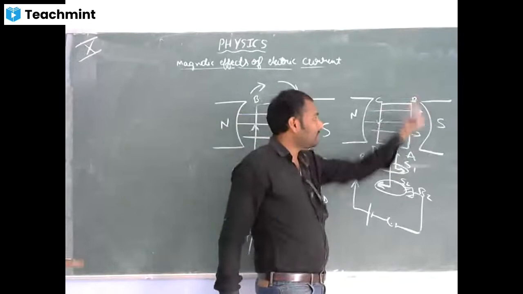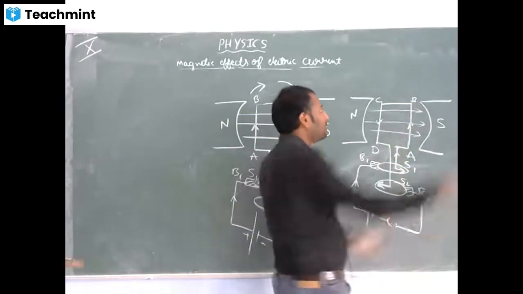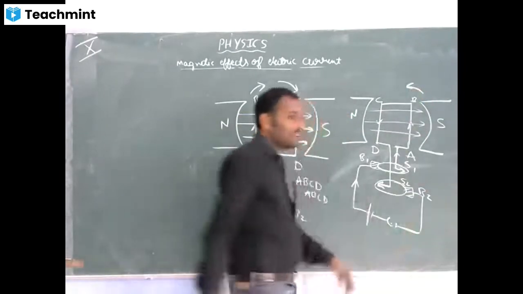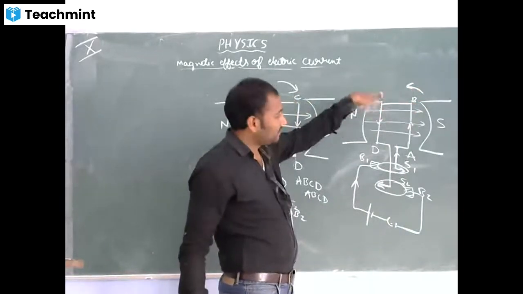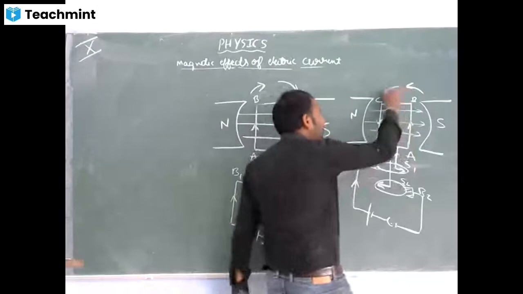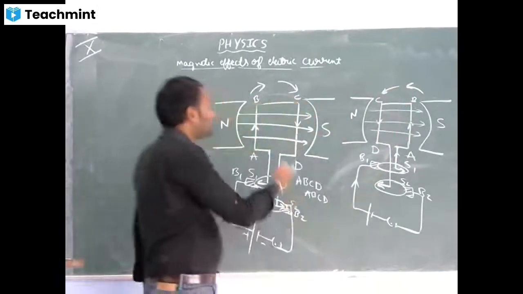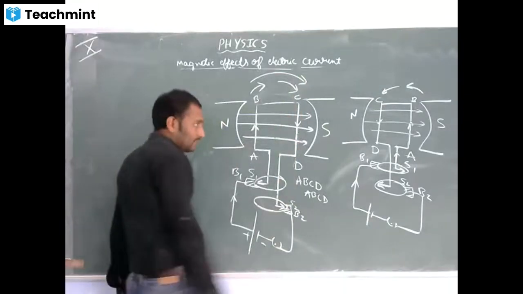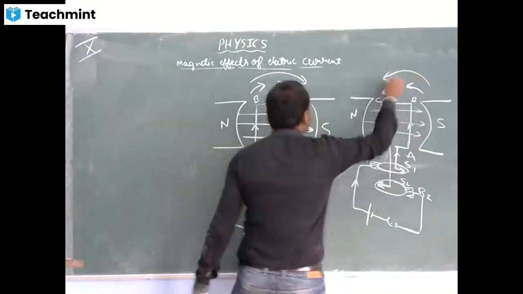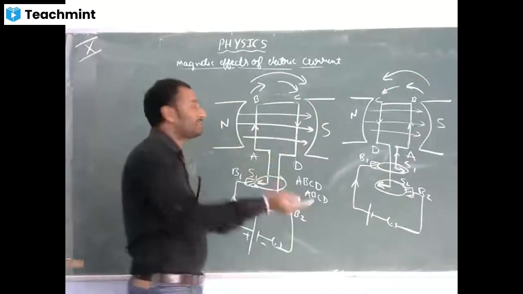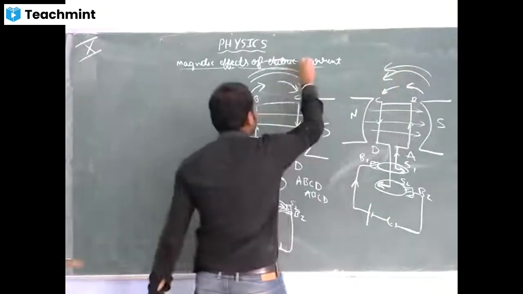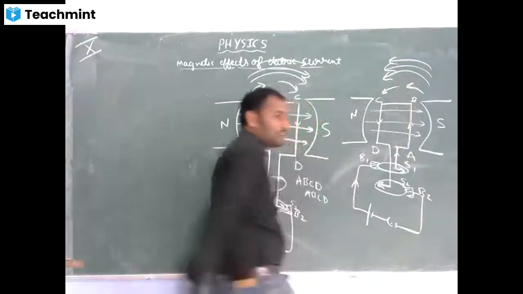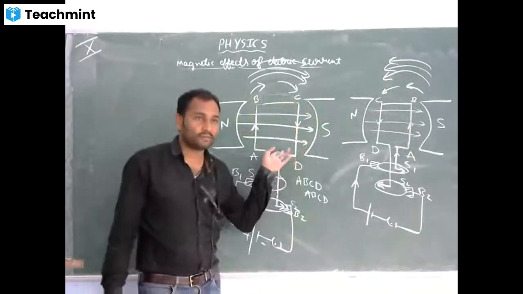The arm AB will move down. So CD, current is down, magnetic field is this side, CD will move up like this. So see, first half the rotation of the coil is towards this, second half the rotation of the coil is towards this. Again, then next, it will move this side, this side, this side. So we get AC motor.